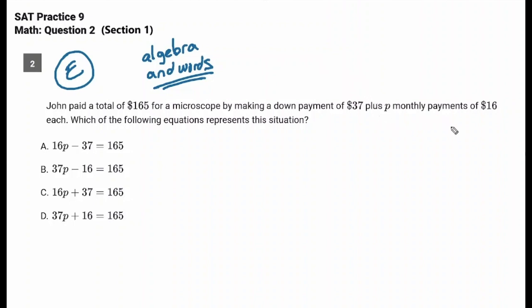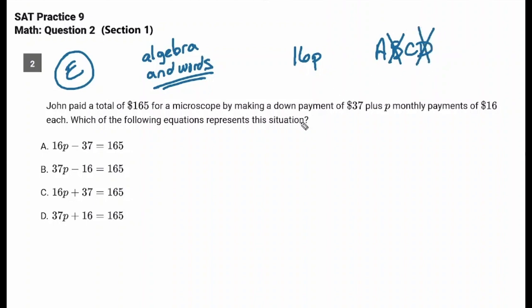P monthly payments of $16. So that's 16P. So A, B, C, D, anything that doesn't have a 16P in it, you can cross off. A has 16P, but B has 37P, and D also has 37P.